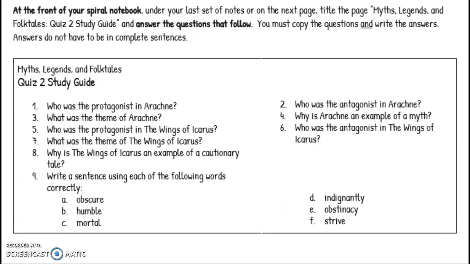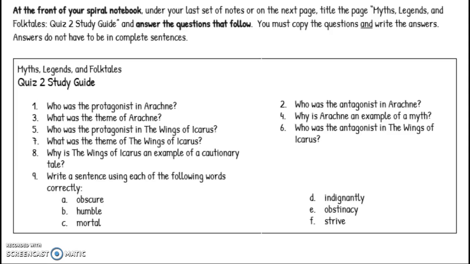The second section tells you to, at the front of your notebook and under your last set of notes or on the next page, title the page Myths, Legends, and Folktales Quiz 2 Study Guide, and then answer the questions that follow. Remember, you must copy the questions and write the answers, but your answers don't have to be in complete sentences. There are a total of 9 questions.